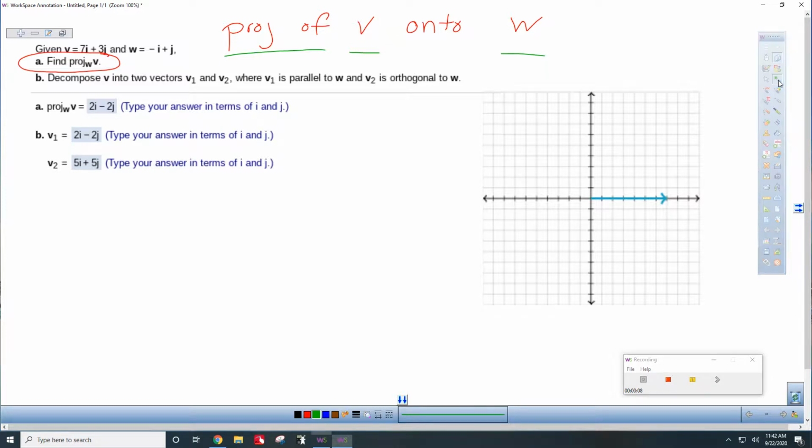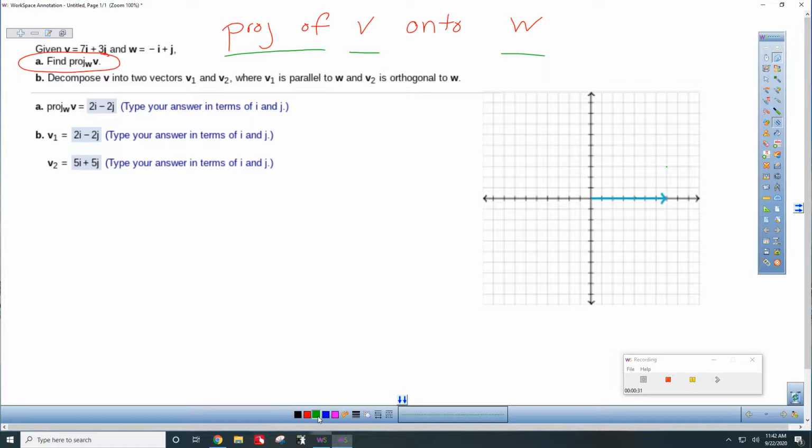This is a question that's going to give you problems, and I want to help you understand what the projection of V onto W is telling you. So first, like always, let's draw a good picture. So we got 7, 3, 1, 2, 3, 4, 5, 6, 7.